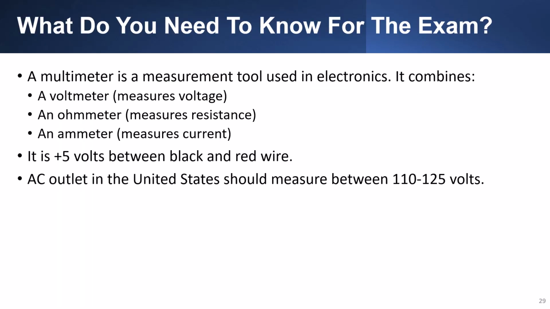In summary, a multimeter is a measurement tool used in electronics. It combines a voltmeter that measures voltage, an ohmmeter that measures resistance, and an ammeter that measures current. It is plus 5 volts between black and red wire. AC outlet in the United States should measure between 110 and 125 volts.